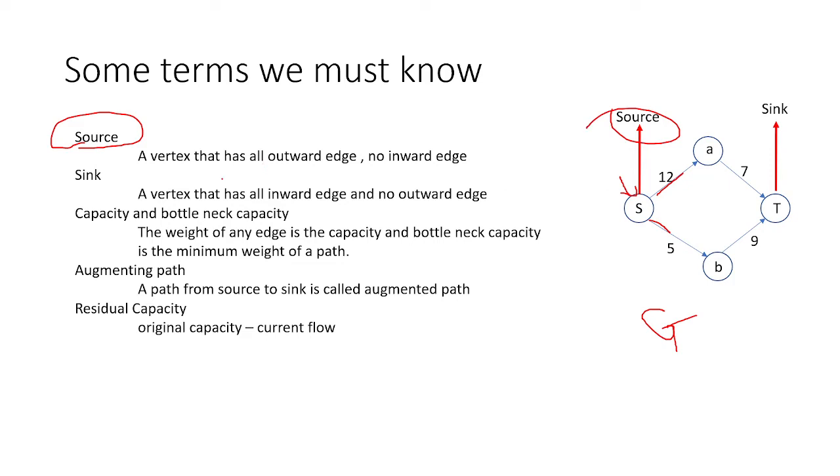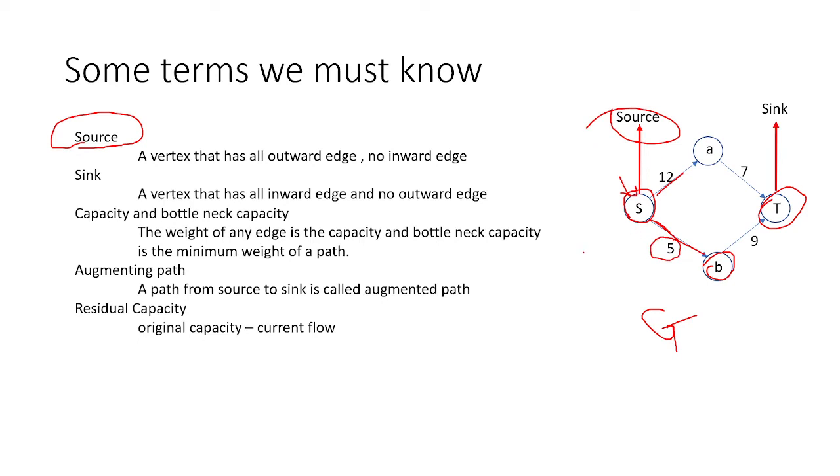And what is a sink? A vertex that has all inward edges and no outward edges is called a sink. Here in this graph, T is the sink. And what is capacity? Capacity is simply the weight between two vertices. Let S be one vertex and P be another. The weight of the edge between them is 5. So this is the capacity.